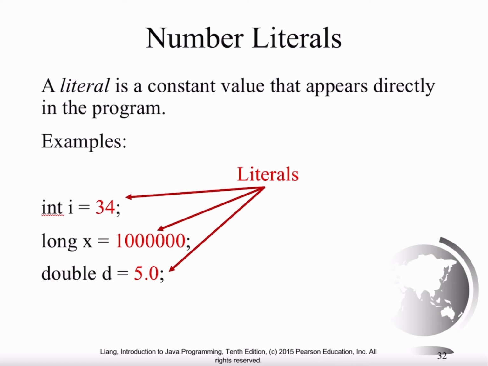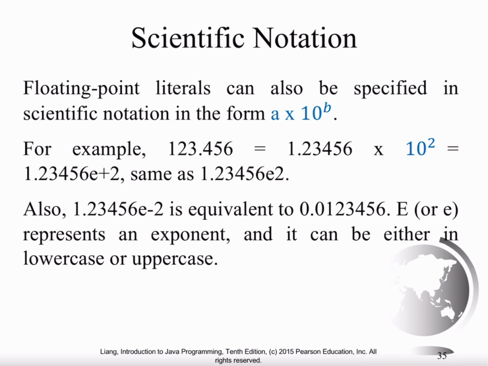Now let's talk about number literals. They are a constant value that appears directly in a program. And here are some examples of it. So here our literals are 34, 1,000,000, and 5. What is scientific notation? Here, for example, E means 10 in Java. So this E in here means to the power of 10 and represents the exponent. It can be written either in lowercase or in uppercase.